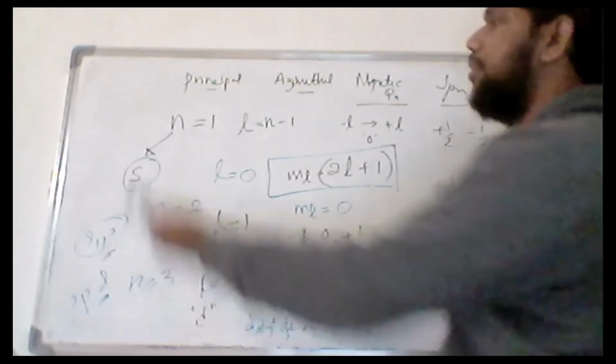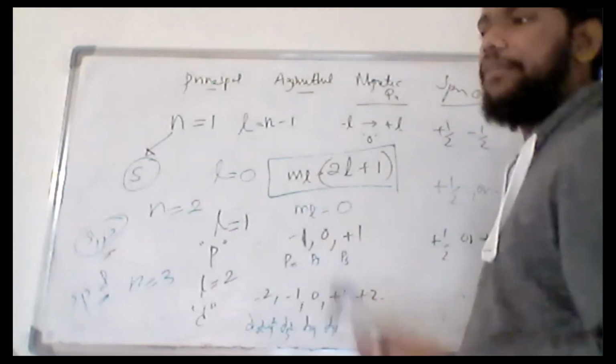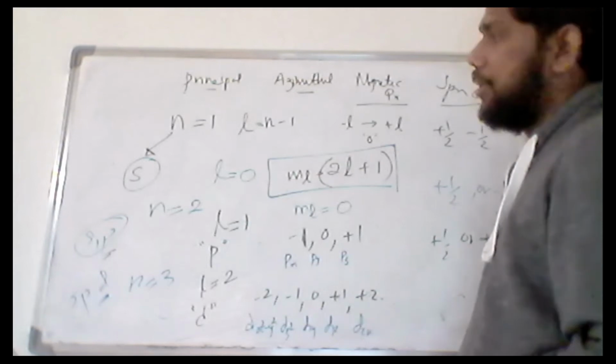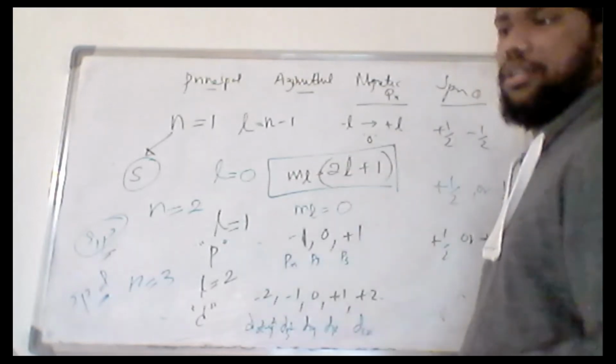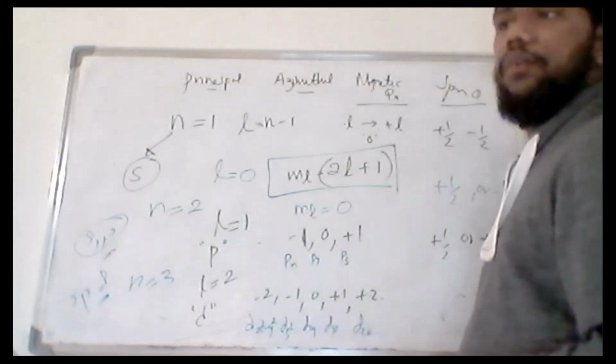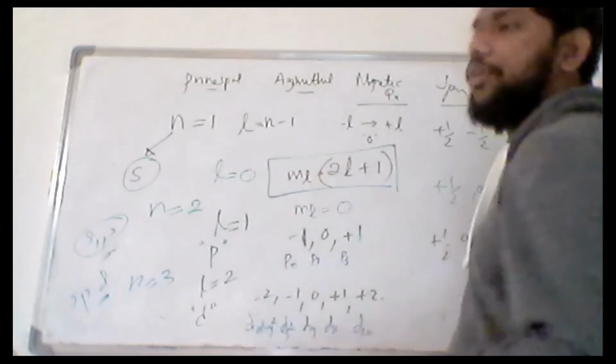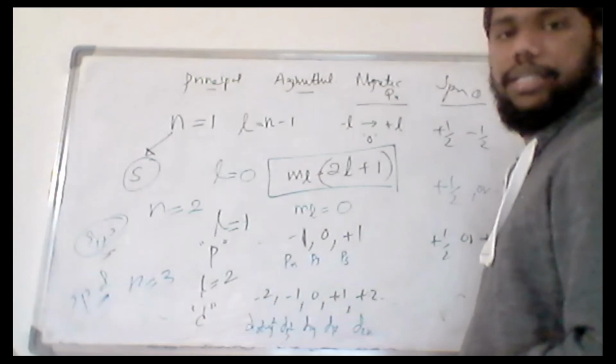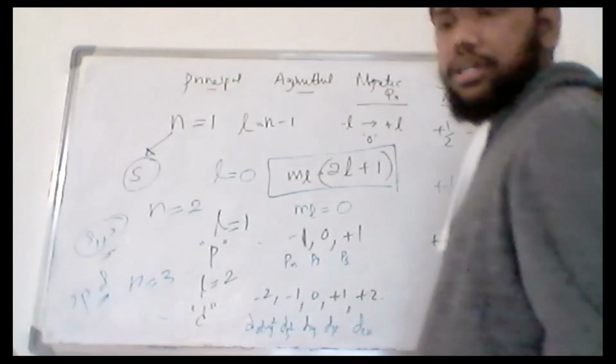For an example, for an s electron, if you have an electron configuration like 1s1 for hydrogen, you can take plus half or minus half. For helium, you have 1s2. So for one electron, you have to take plus half. The other electron will have minus half. That is the idea behind these quantum numbers. Okay.